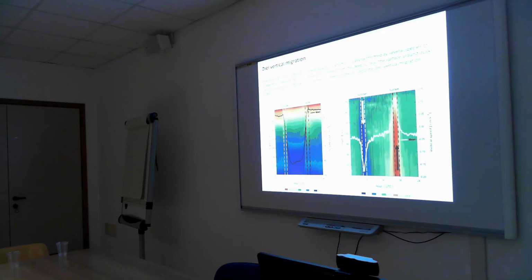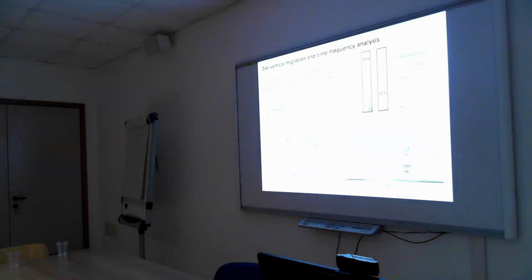This could be ascribed to nocturnal or normal diel vertical migration. That is not the only pattern followed by the zooplankton. Sometimes some species exhibit a twilight migration. That means a cycle of 12 hours instead of 24. And a powerful method to identify these two kinds of pattern is the use of time-frequency analysis.